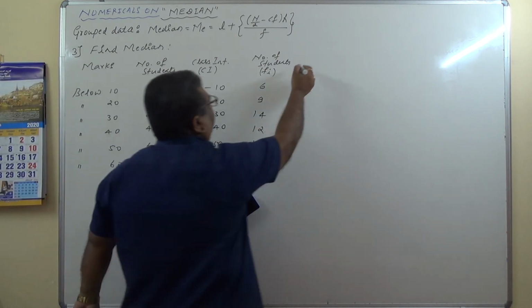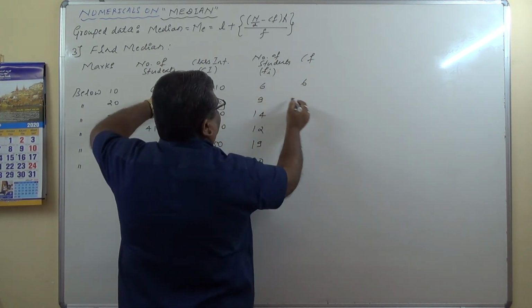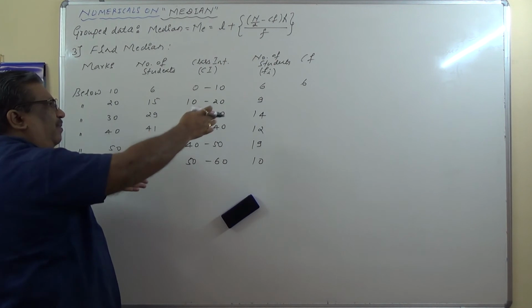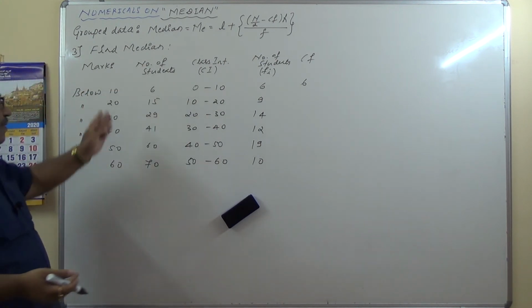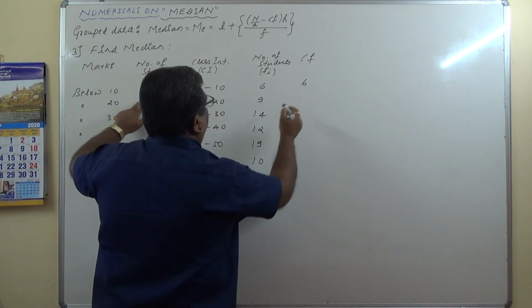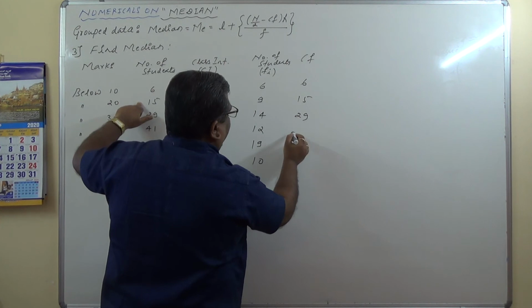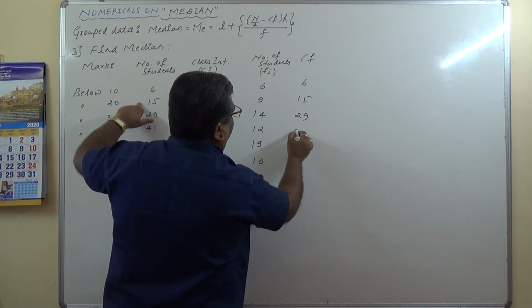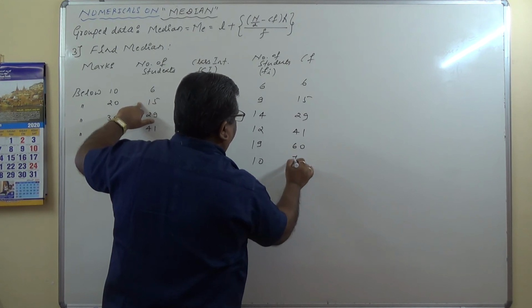And finally, I require the cumulative frequency also, CF. 6 as it is, 6 plus 9. Same thing, write the same thing there, because for a less than series, the cumulative frequency will be the same as given. So once again, I am taking this one, this side. 6, 15, 15 plus 14, 29, 29 plus 12, 41, 41 plus 19, 60, 70.